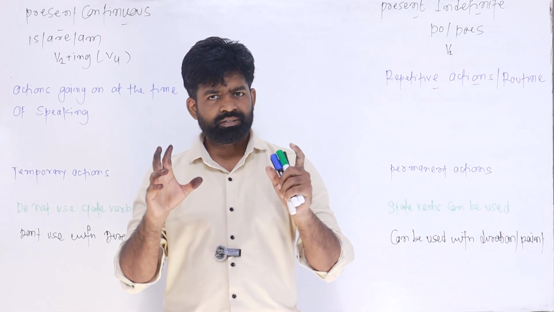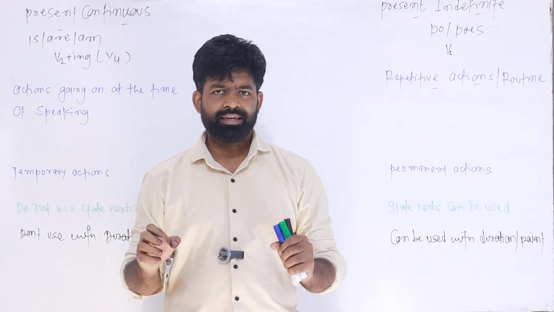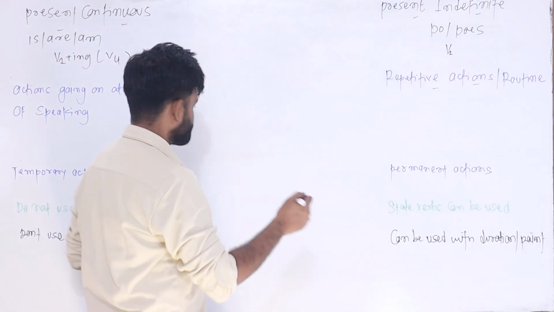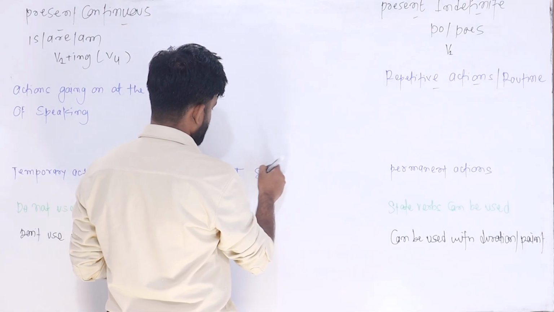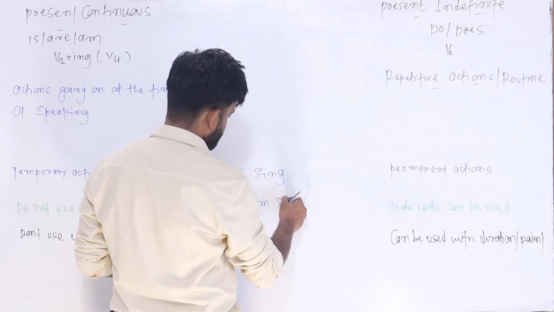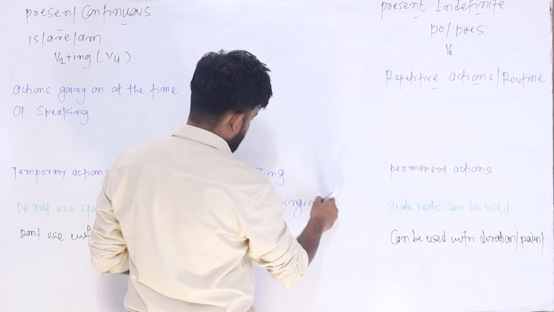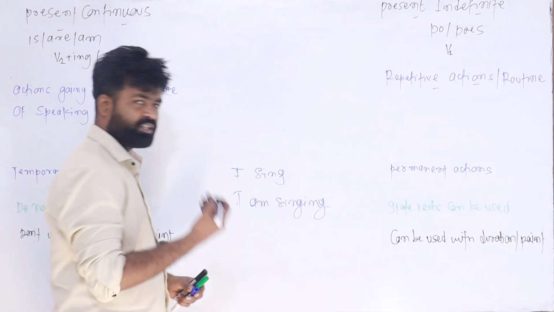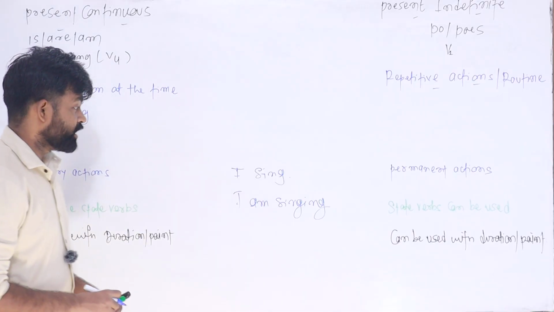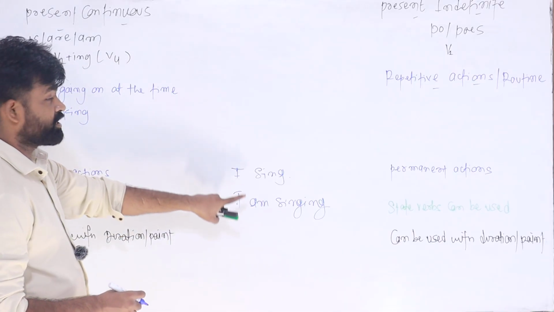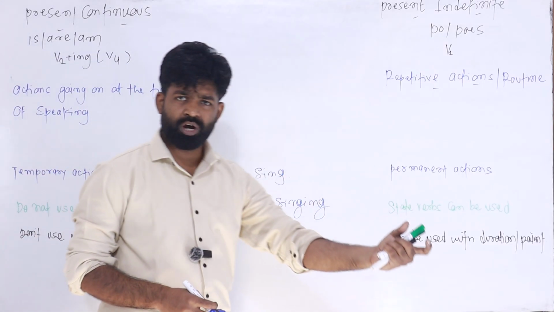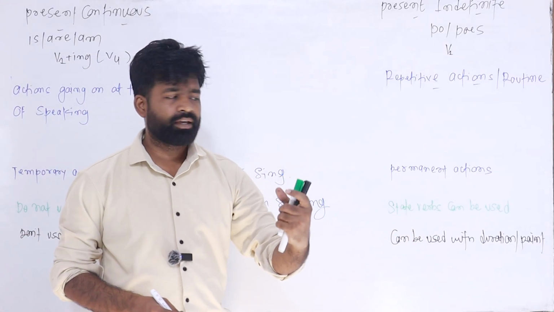Now let's take two sentences and we'll see the difference between them. If I say, I sing and I am singing. Now, what is the difference between these two sentences? The first difference is, of course, this one is in present indefinite and this one is in present continuous. In present continuous, as I told you, we talk about actions that are going on.